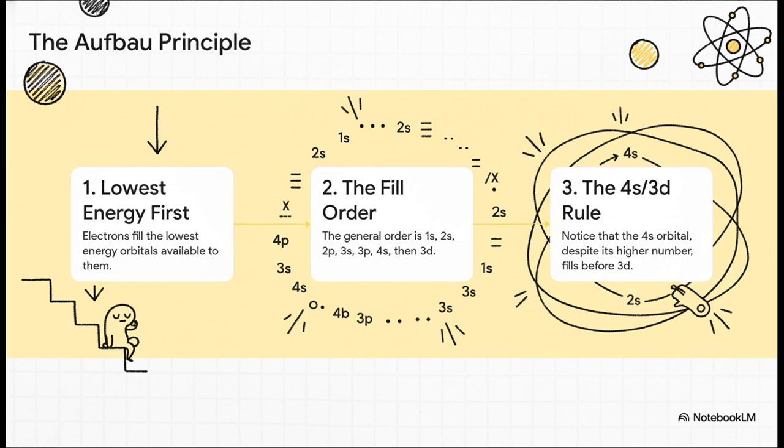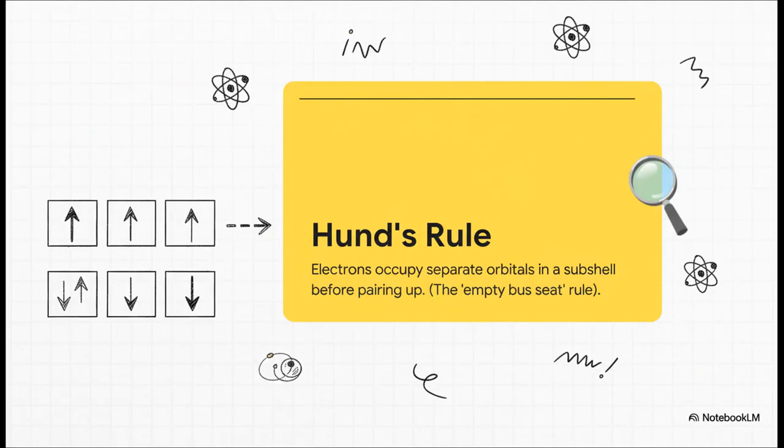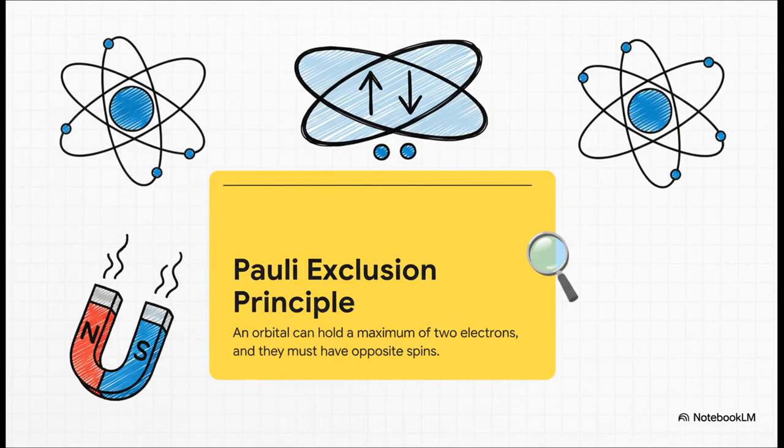But here's the catch. Notice how the 4s orbital fills before the 3d orbital? Yeah, sometimes a shell with a higher number can actually be lower in energy. It's a fun little quirk. Next up is Hund's rule, which I like to call the empty bus seat rule. You know how when you get on a bus, you take an empty row before you sit next to a stranger? Electrons do the exact same thing. Within a subshell, each orbital gets a single electron before any of them are forced to double up. It minimizes repulsion.